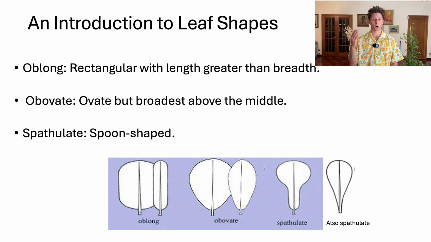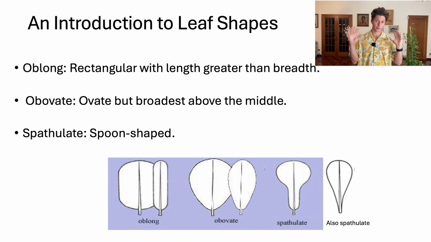And now we'll talk about oblong, obovate, and spathulate leaves. Obovate is similar to ovate and similar to elliptic, except it is broadest above the middle. So let's just go through that really quickly once again. Repeat it in your mind or out loud with me here. It might help you remember it. Ovate, broadest below the middle. Elliptic, broadest at the middle. And obovate, broadest above the middle.